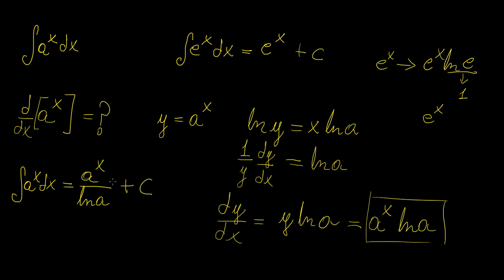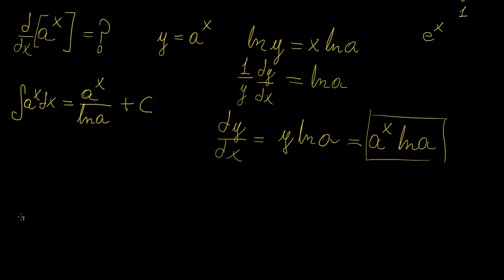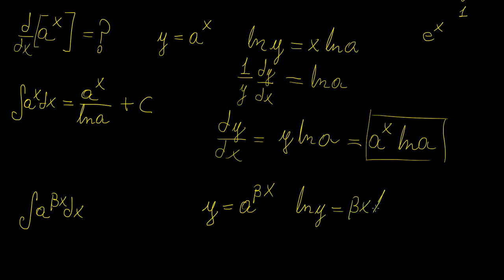Now you can check, because if you differentiate this whole function, you get a to the power of x times natural log of a. That's going to cancel out with this, and then you get back to a to the power of x. Now we can make this a little bit more general, and say let's integrate a to the power of beta x dx. How would that compare? If we perform the exact same thing again, let some function y equal a to the power of beta x, take natural log of both sides, that becomes ln y equals beta x natural log of a.